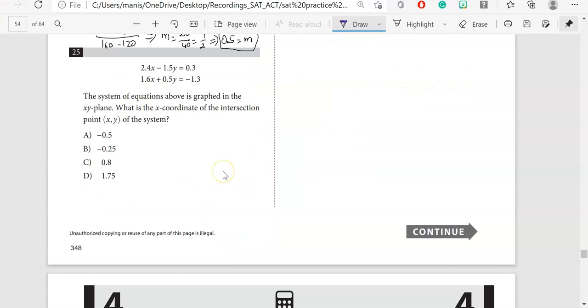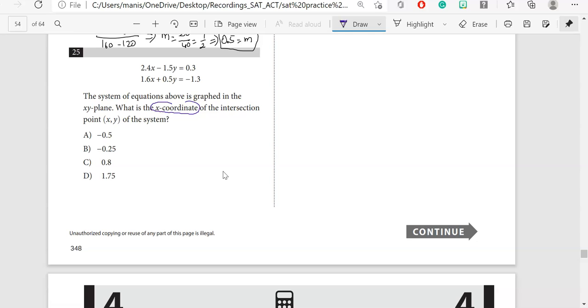The system of equations above is graphed in the xy plane. What is the x coordinate of the intersection point xy of the system? So this is an example of a system of equations. We will solve this by using any method. I will use the elimination method over here, and after that I will be finding the value of x. Whatever value of x I am left with will be the answer for this question.